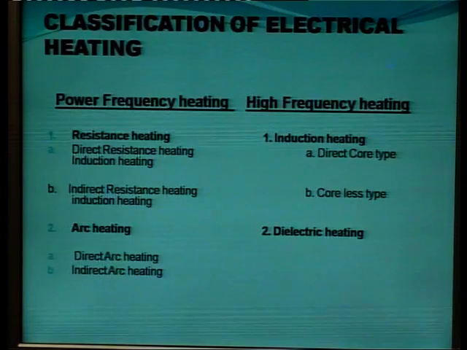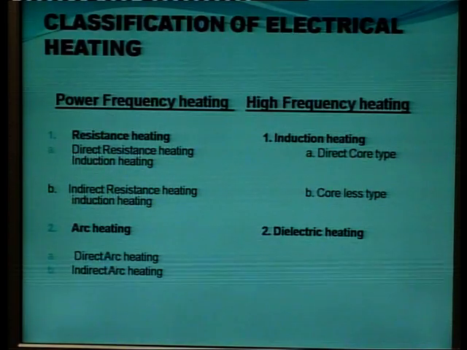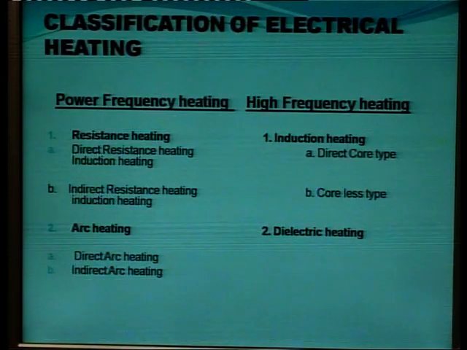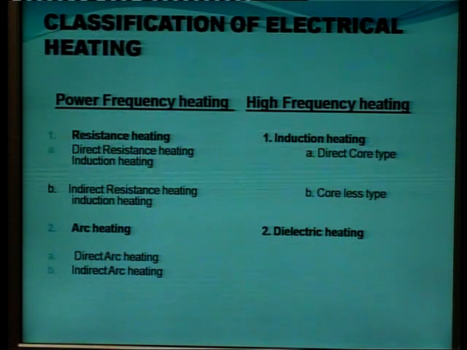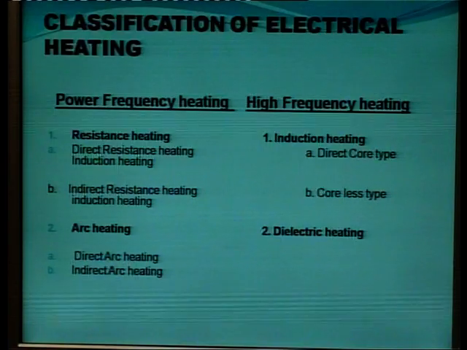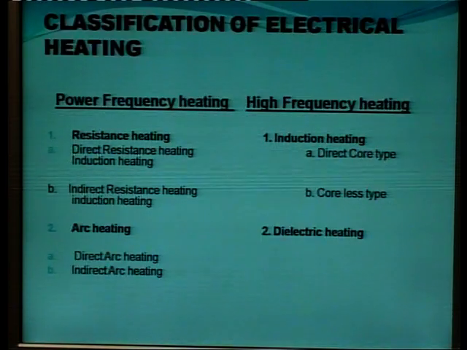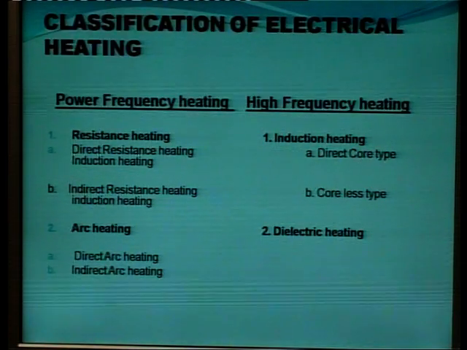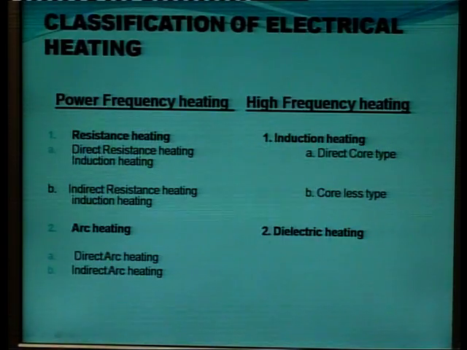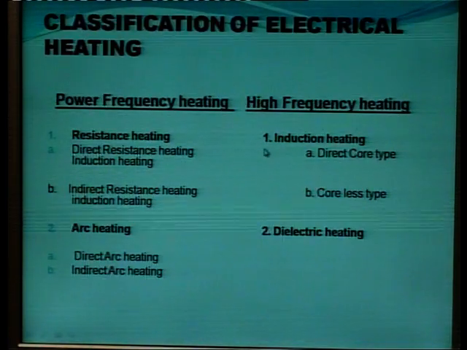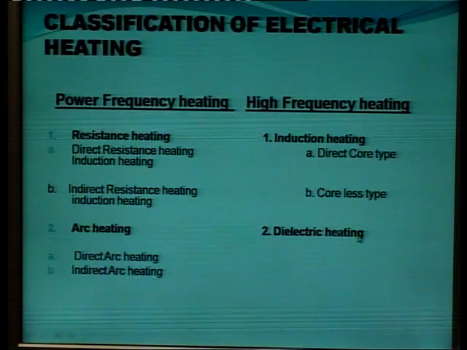The next is classification of electric heating. Basically, electric heating can be divided into two categories depending upon the frequency. The first is power frequency heating, that is heating at a frequency of 50 hertz or 60 hertz. The second is high frequency heating. Under power frequency heating we have two methods, resistance heating and arc heating. In high frequency heating we again have two methods. First is induction heating and second is dielectric heating.